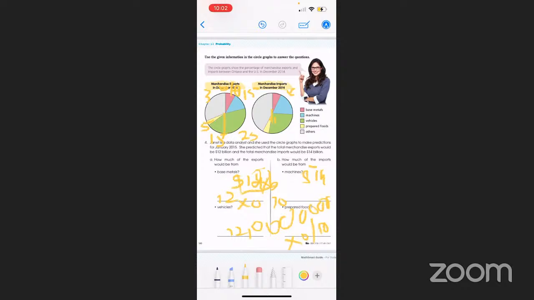12 with 6 zeros. Yeah, 12 with 6 zeros, right? Just 1 zero is going to be canceled. So that means 12 million is your base metal amount, right? You get that.